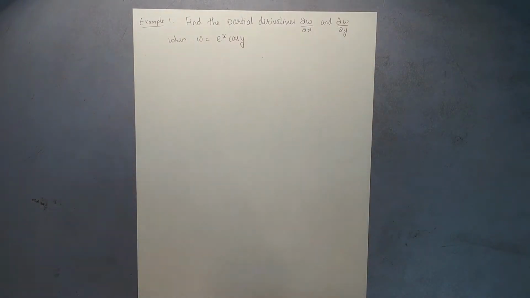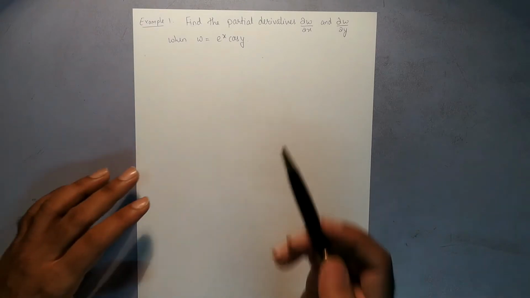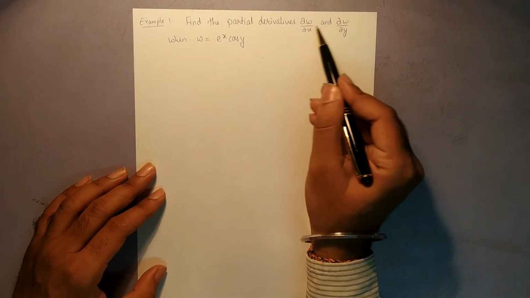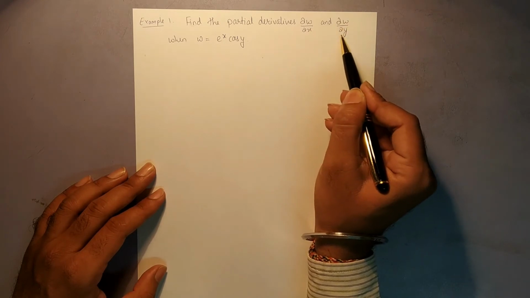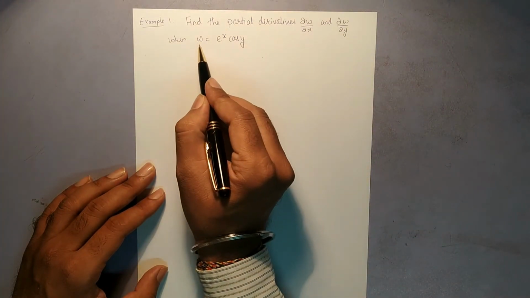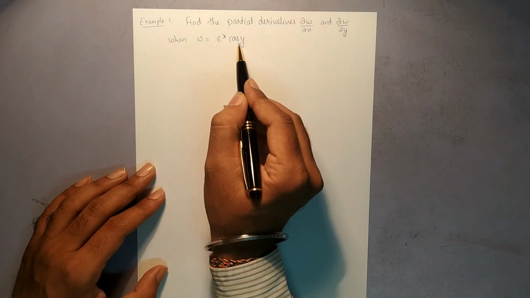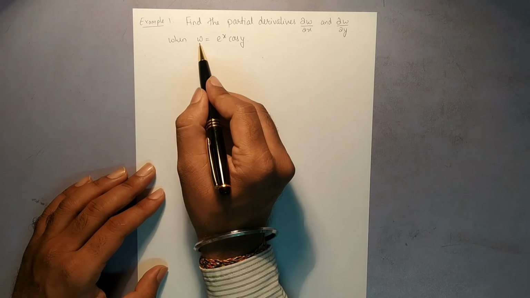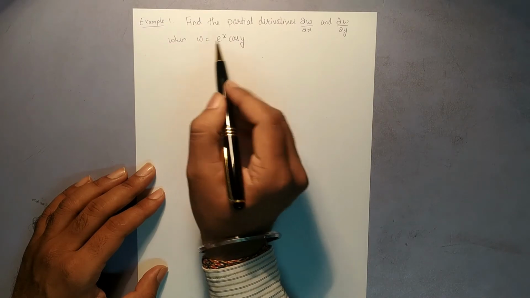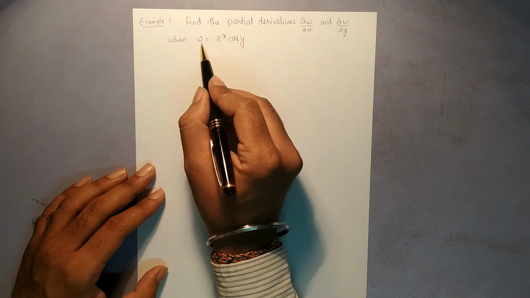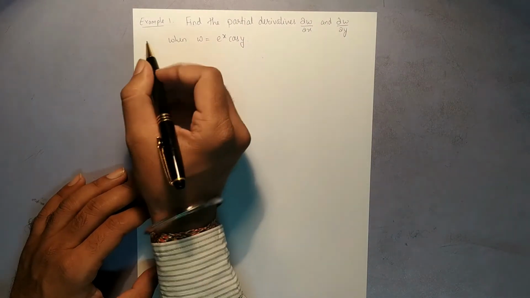Now we are going to study some examples to show how to find the partial derivative. We have to find the partial derivatives ∂w/∂x and ∂w/∂y, where w is given as e^x cos y. Here we can observe that the function w is dependent on two variables x and y. So w is a function of several variables.